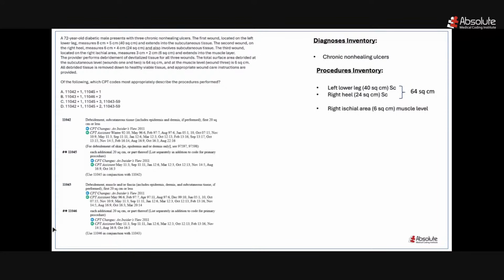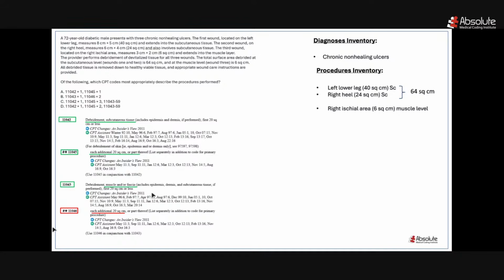And for the right ischial area, the debridement was performed at a muscle level, and your measurement is 6 square centimeters. Okay, so let's keep that in mind. Option A is coding for 11042 and 11045. That is for a debridement of subcutaneous tissue. And option B is coding for 11043 and 11046. So that is for a debridement of muscle or fascia.